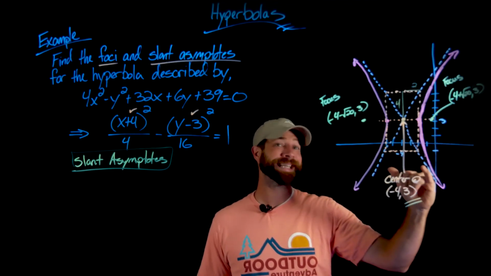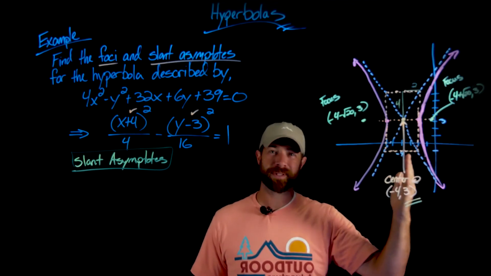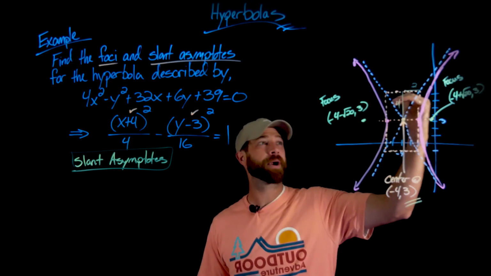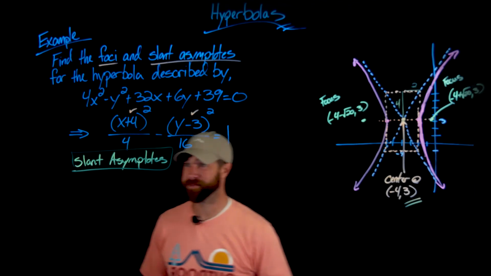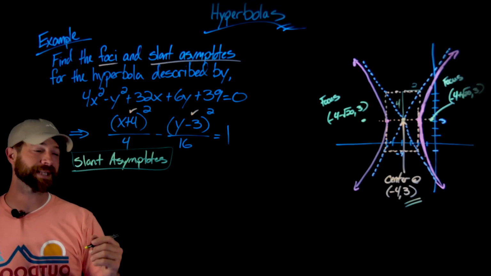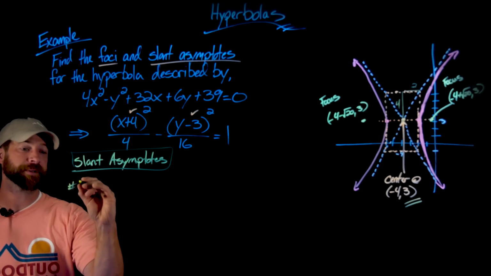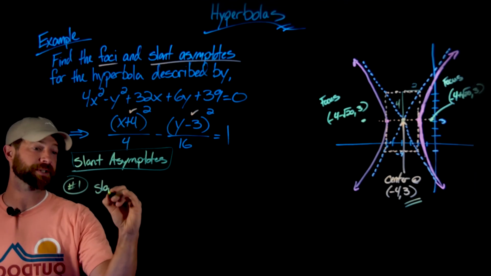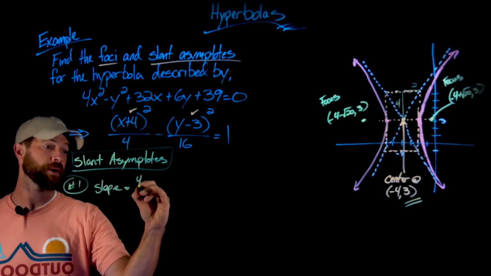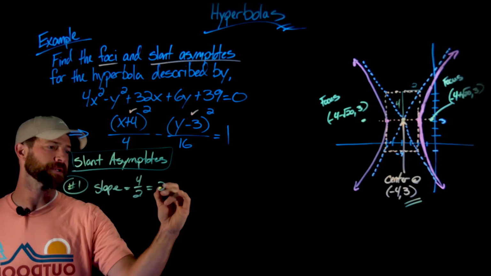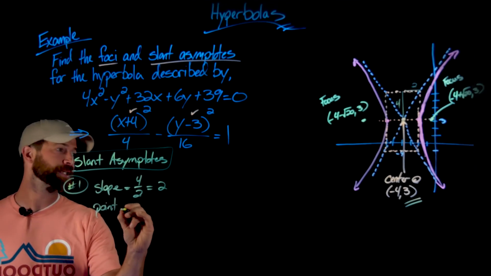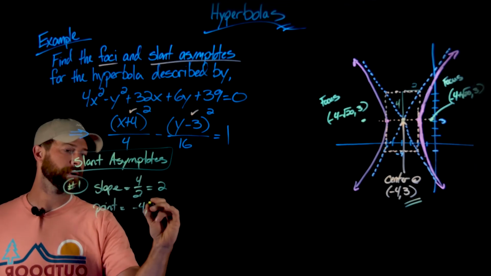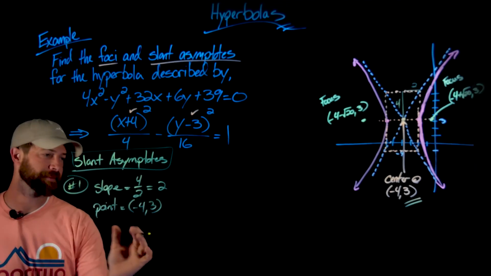And actually this line is just the opposite. It goes up 4 and back 2. So whatever I get from this is just going to be negative. So importantly here, I have 2 slant asymptotes. The first one has a slope of 4 over 2, which reduces down to 2, and it goes through the point, which is the center at -4, 3. And so this will be my first asymptote.